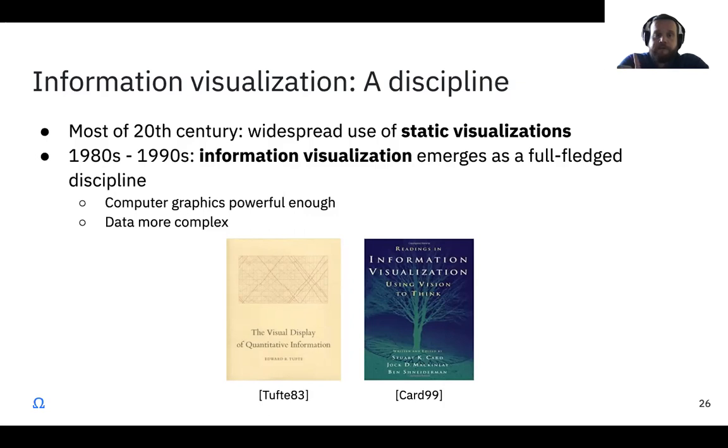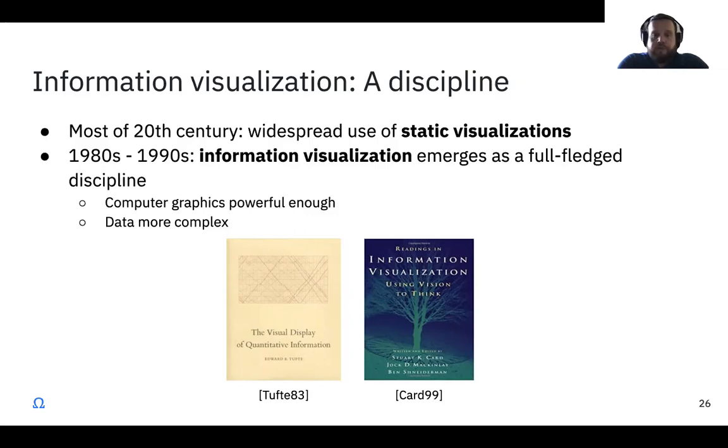And it was only in the 1980s to 1990s when information visualization emerged as a full-fledged computer science discipline, because data became more complex. So it was no longer enough to analyze them by summarizing them in a simple chart. And also computer graphics became powerful enough to support more intricate visualizations. And indeed, the first InfoVis papers were published at computer graphics conferences such as SIGGRAPH.